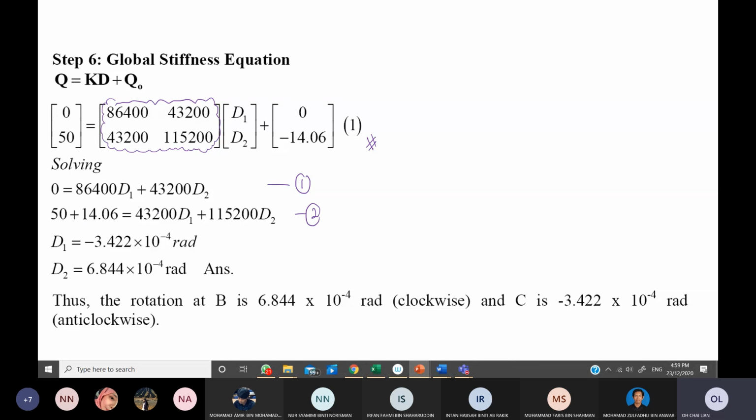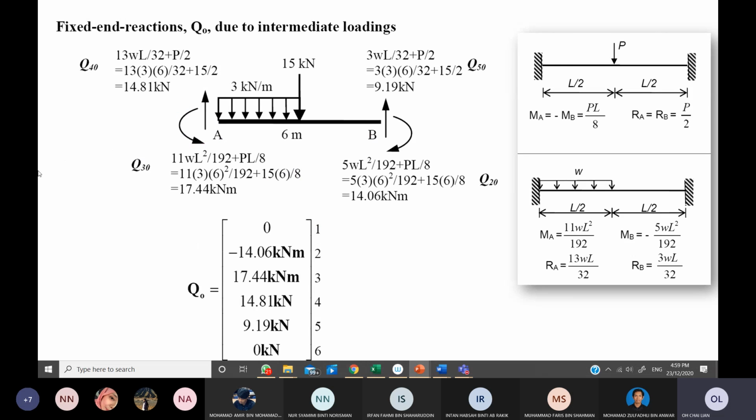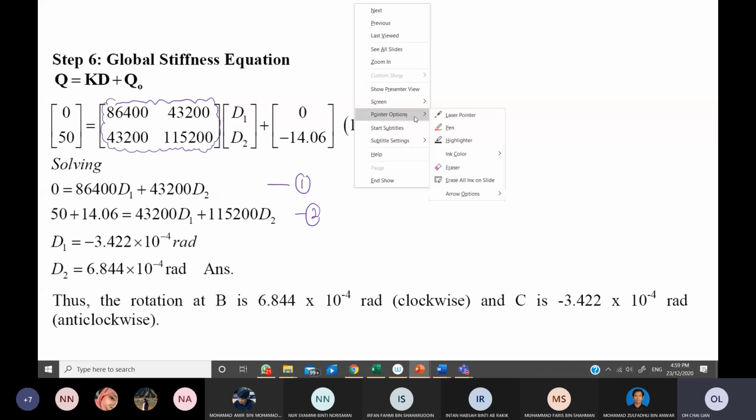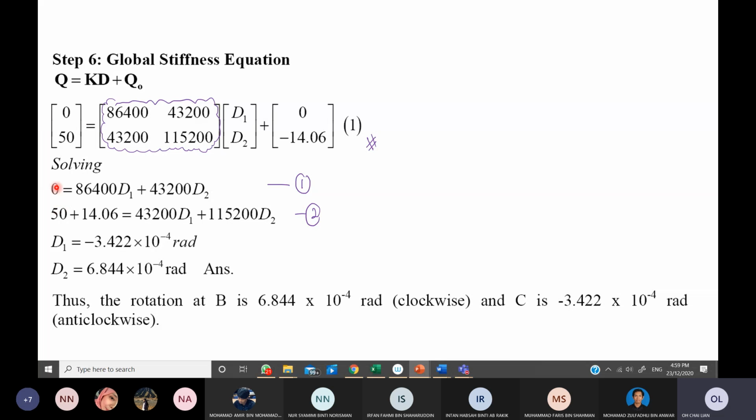Maybe we need to check whether you know how to form this equilibrium simultaneous equation from this matrix. So the 0 is from here. H6400D1 is from H6400 multiply D1 plus 43200 multiply D2. Before ending, we need to add Q0, 0. Then it forms equation number 1.